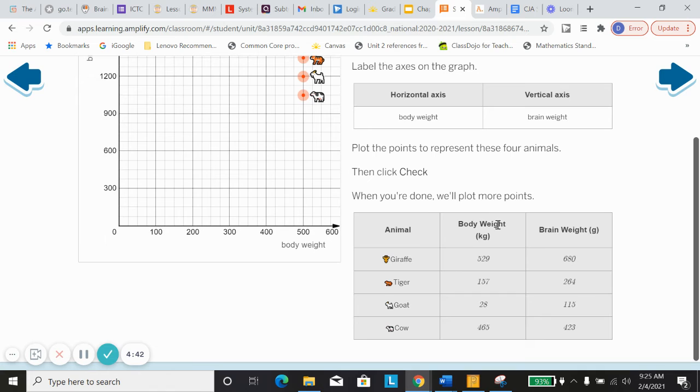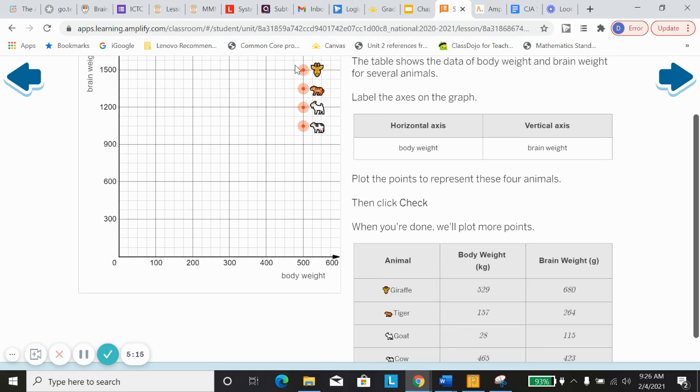So here you can see different animals: giraffe, which is Tamika's favorite, by the way, tiger, goat, and cow. The body weight of a giraffe is about 529. That's on the x-axis. 529 is about here. And its brain weight is about 680 grams. 600, 900, so this must be about 750. So 680 is down about here. So about 529, 680 is about there. So I'm going to take the giraffe and move it down about here.